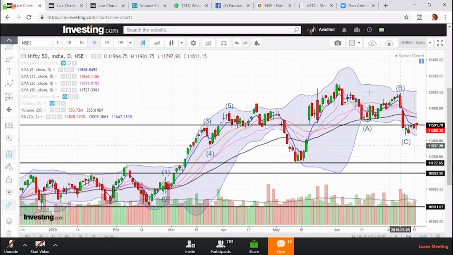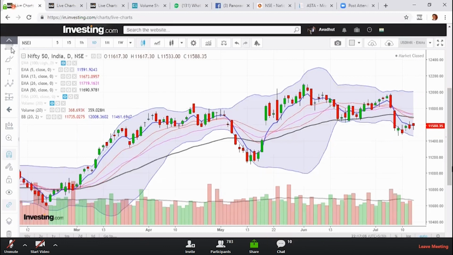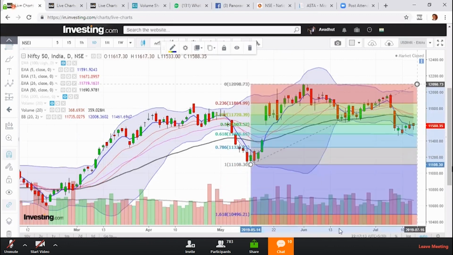In terms of retracement, मेरा view बताता हूँ क्या है. In terms of retracement, I want to check all the stocks which are underperforming also. Today I covered even my Reliance short. I'll tell you how I shorted Reliance on Friday.